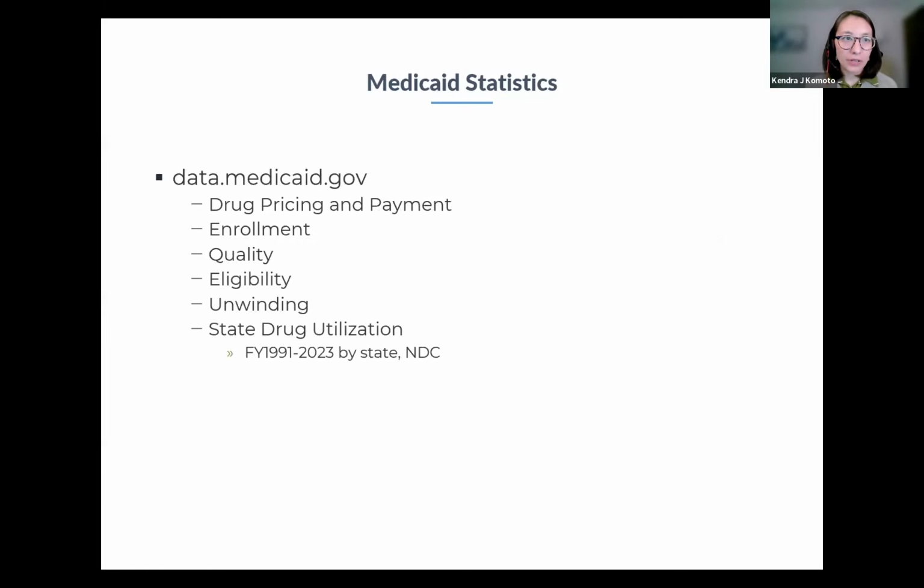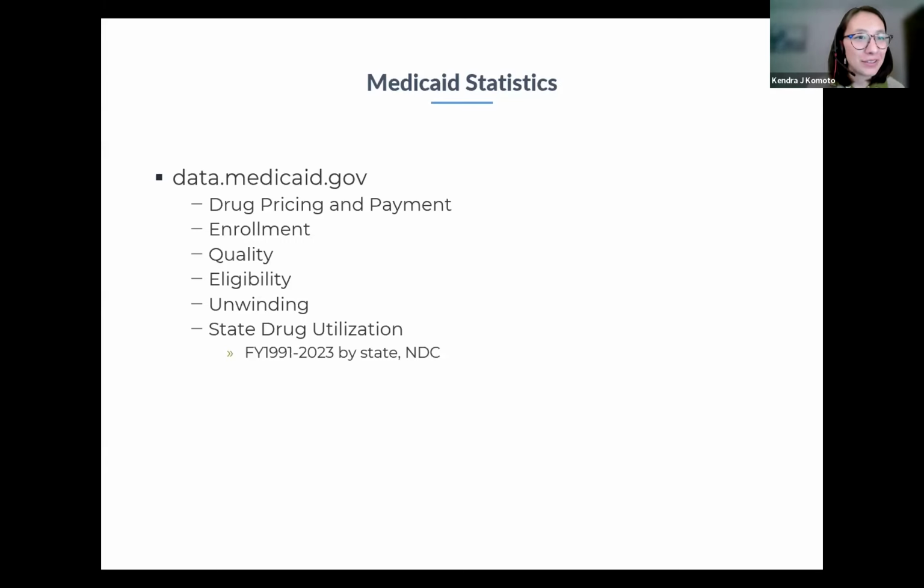And this is a pretty big change from when I last presented this segment, but there's now data.medicaid.gov that hosts Medicaid public use files. And this divides the public use files into groups: drug pricing and payment, enrollment, quality, eligibility, unwinding, and state drug utilization. If you look at any of these, they're generally created because they're related to some program of interest, something that someone is looking into.